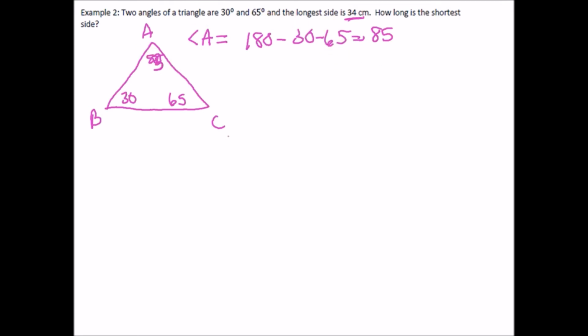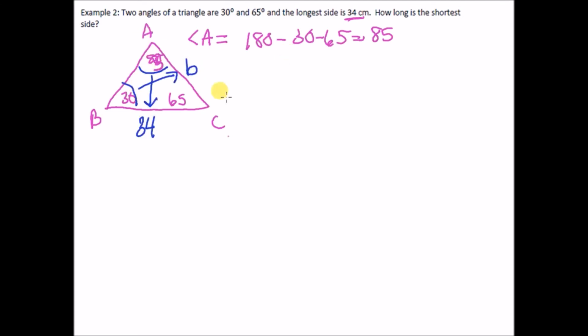Now, the longest side is 34. So what we're doing is we're looking for the largest angle. The largest angle is indeed 85. So opposite 85 is going to be the longest side, 34. Our question asks us, how long is the shortest side? So B. We want to solve for B.